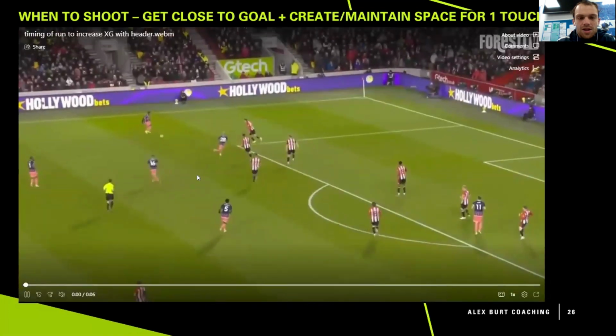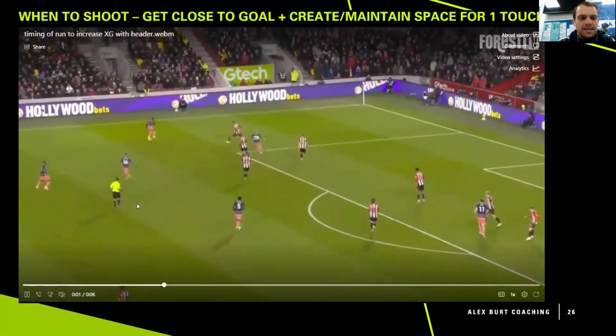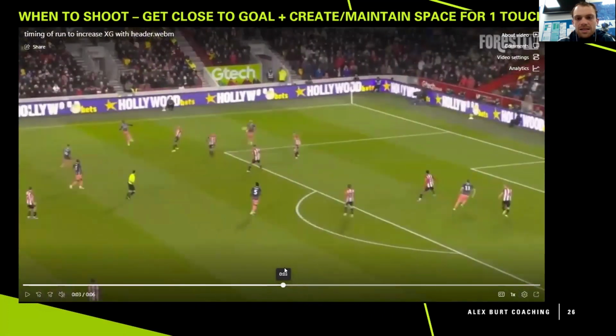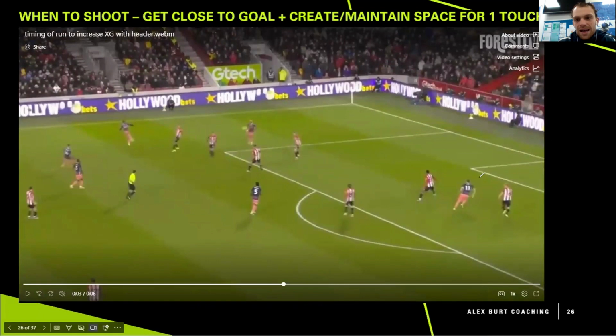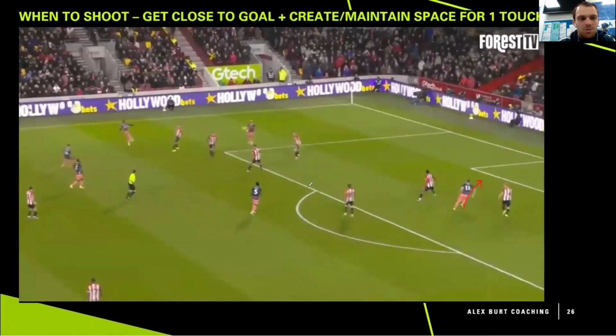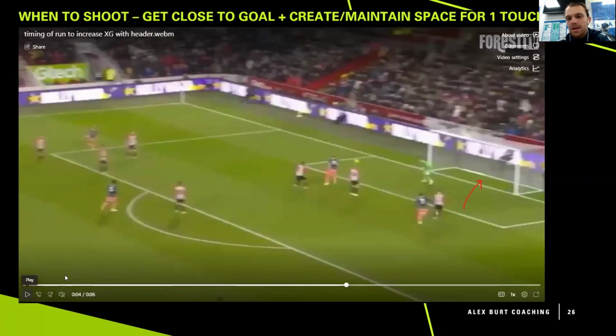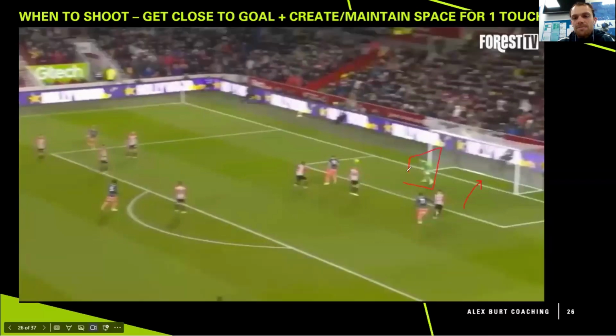So here again, this is an example of a one-touch finish, and here we can see the movement of Wood in a position where he's just holding the run and he's timing the run so he arrives as the ball arrives, and that gets him into a position where when he receives the cross, he's just got the goalkeeper to beat. And because he's arriving as the ball arrives and he's just got the goalkeeper in the way, he's got a relatively good chance of scoring.